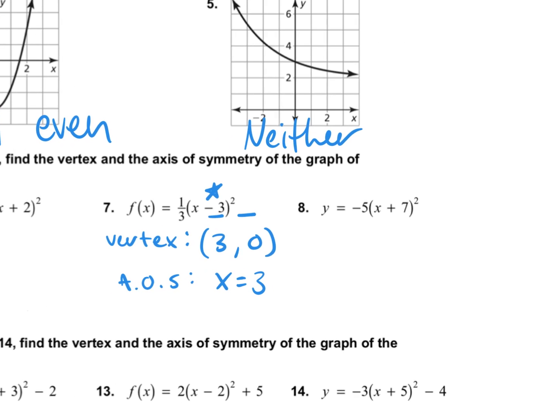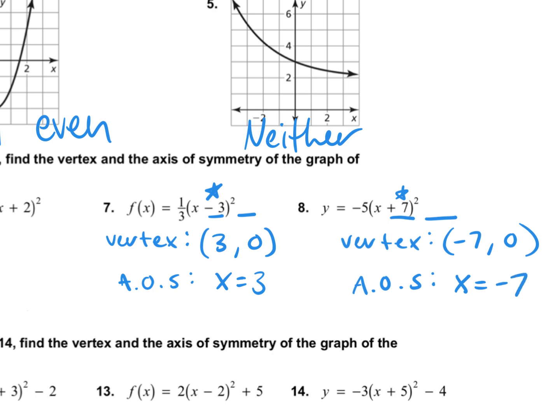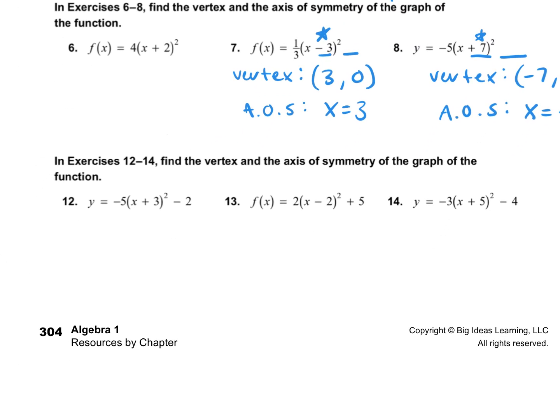And then let's do number 8. So what we're adding on the inside and what we're adding on the outside, but we change the sign of the inside. So what would our vertex be? -7, 0. Perfect. And what is our axis of symmetry? X equals -7. Awesome.